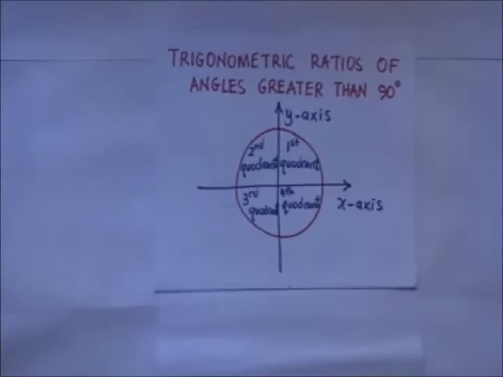Now, before we've been handling trigonometrical ratios of angles that are less than 90, that are lying between 0 and 90. And today we are going to look at trigonometrical ratios of angles that are greater than 90.